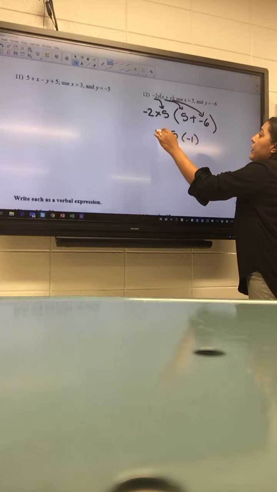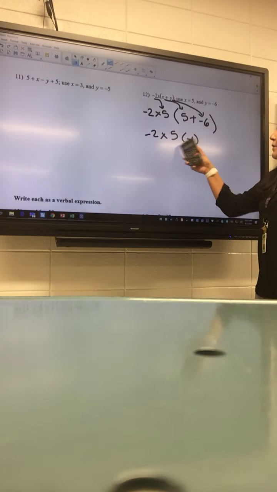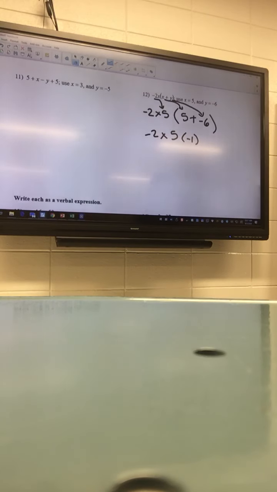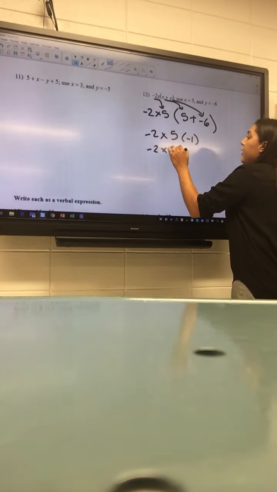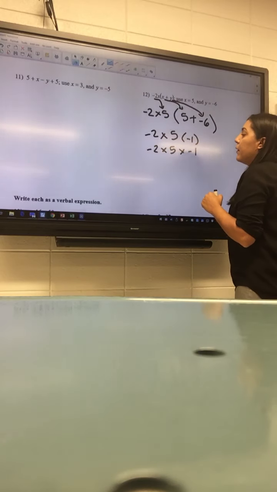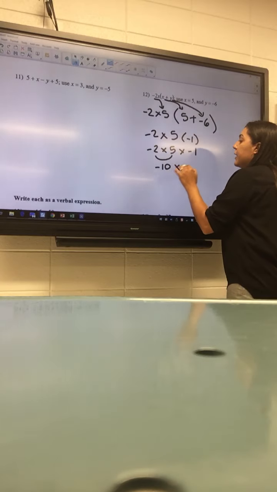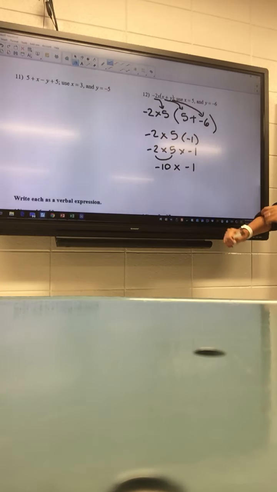And I got a 5 times -2. Okay, this same thing. What's it mean? It's right next to the parentheses. That 5 right next to that parentheses means multiply. So it should actually look like -2 times 5 times -1. This part's going to give me -10 times, and I still have that -1.